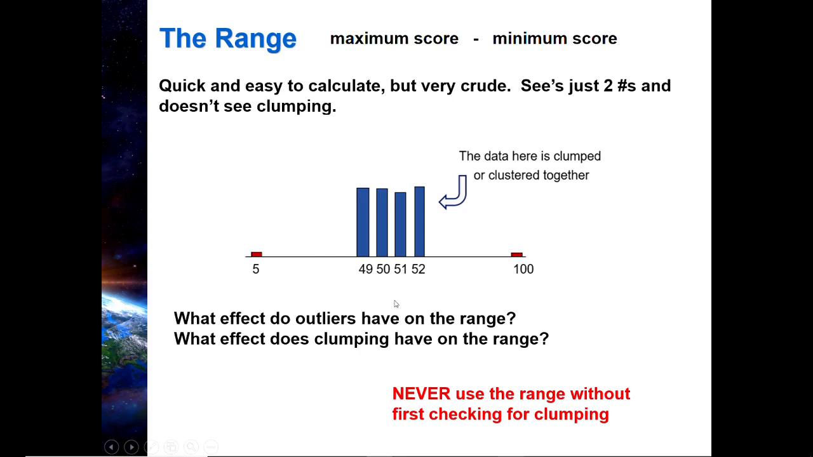And again, if the numbers are all evenly spread out, evenly dispersed between 5 and 100, then okay, you can use the range, no problem. But otherwise, stay away from the range.